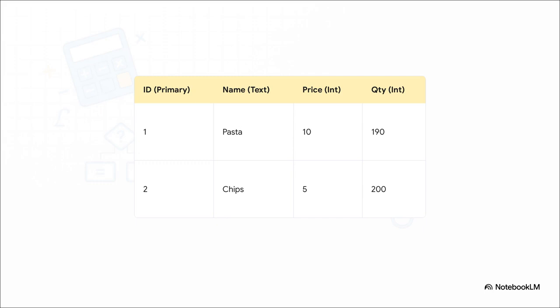To put that into perspective, here's how a supermarket application structures its backend database. By assigning every single item a unique identifier, which we call a primary key, we ensure our app can reliably locate, update, or remove any product. So it never mixes up a box of pasta with a bag of chips.